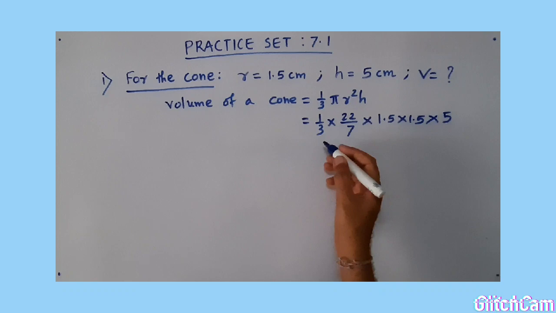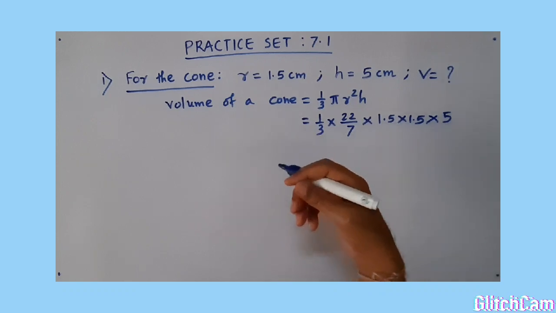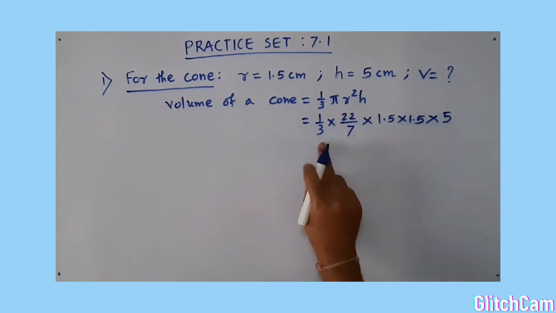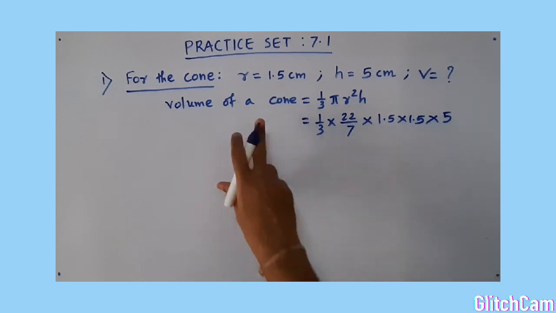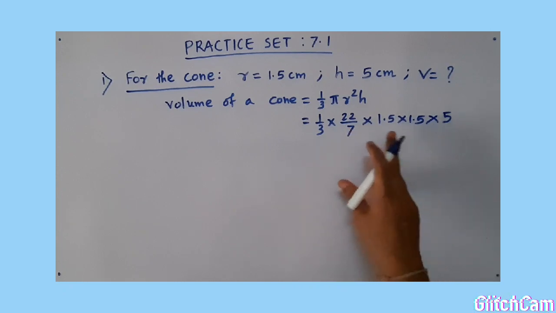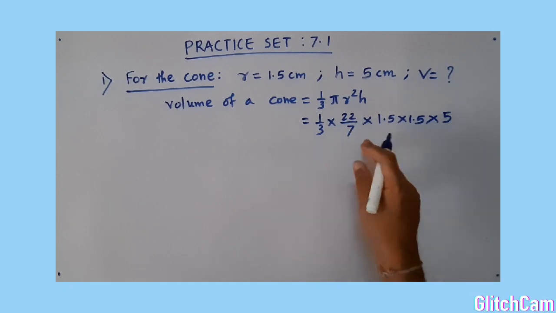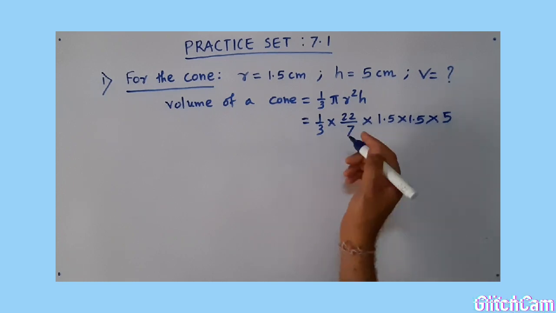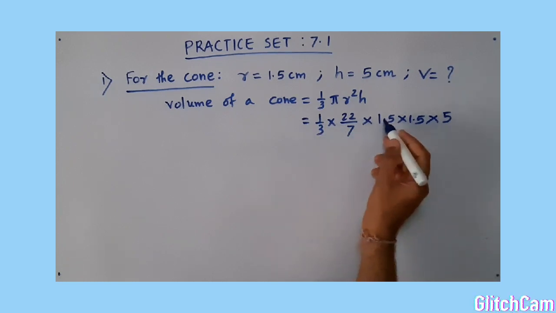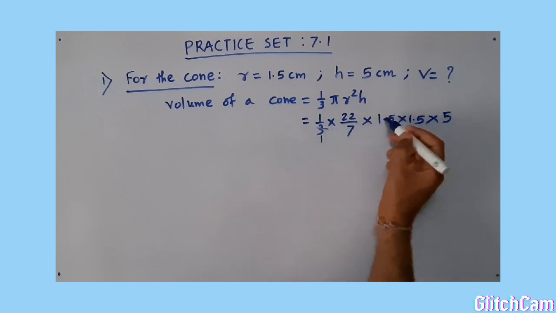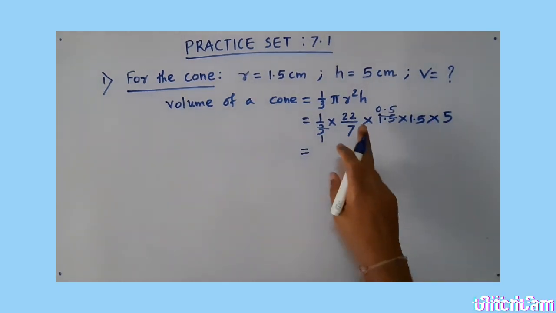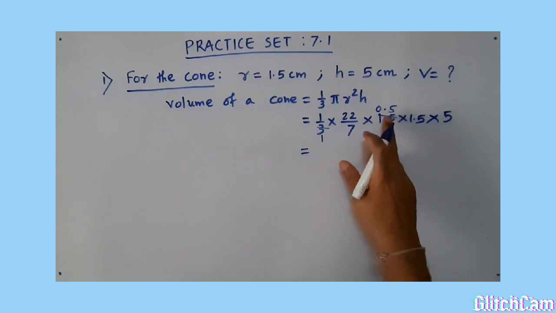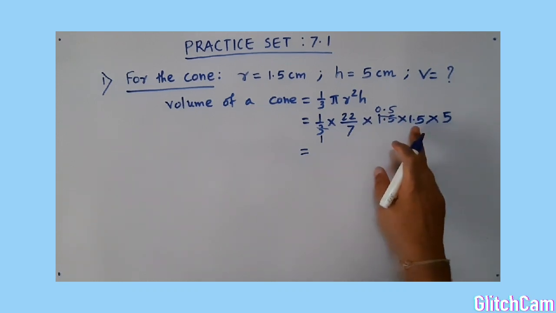Now you must be very apt and skillful in calculation. In this chapter, two things are most important: remembering the formulae, and secondly, fast and skillful calculation. These are the two most important things of the chapter. How will we do it now? We can cut this. 3 ones are 3, 5s are 15, but it is 1.5, so I will write 0.5. Then I have to multiply 22 with 0.5 and then that will be multiplied with 1.5 and with 5.